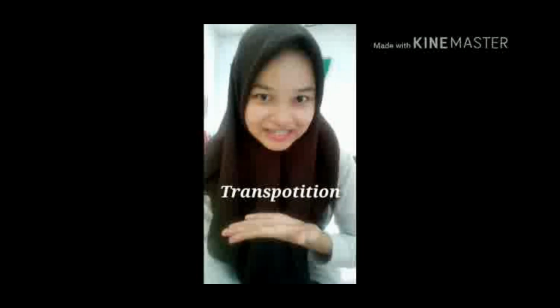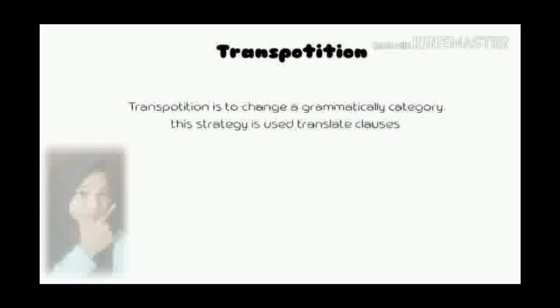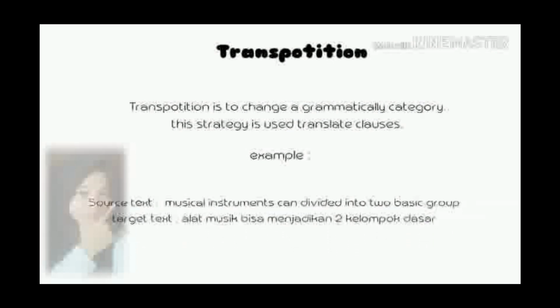Our topic is translation techniques. For the next translation techniques, the first one is transposition. What is transposition? Transposition is to change a grammatical category. This strategy is used to translate clauses. For the example, source text: musical instruments can be divided into two basic groups. Target text: alat musik bisa dibagi menjadi dua kelompok dasar.